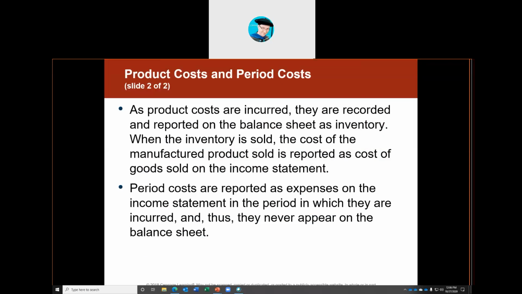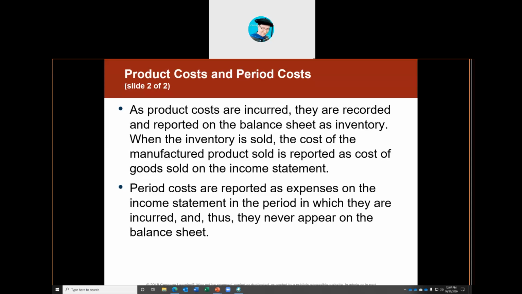Product costs and period costs. The product costs are incurred as they are recorded and reported on the balance sheet as inventory. When inventory is sold, we call it cost of goods sold, as you know. I'm sure you all remember cost of goods sold. Cost of goods sold is generated when we sell the product. In the production process, we move inventory as it is processed. What do I mean by that?